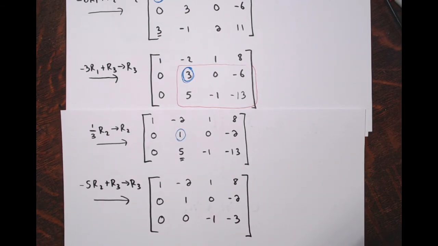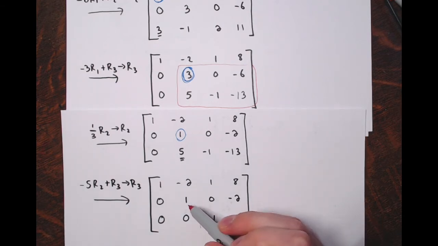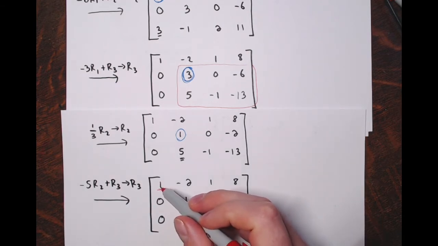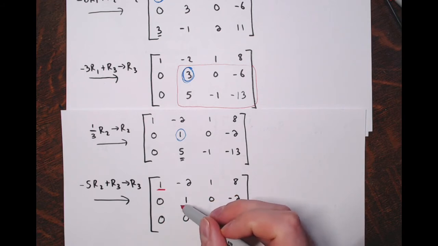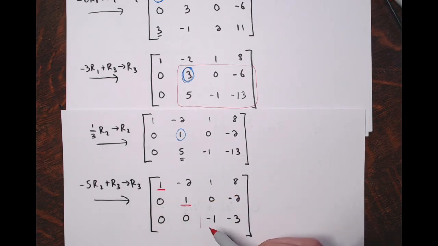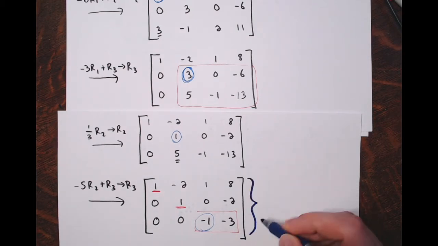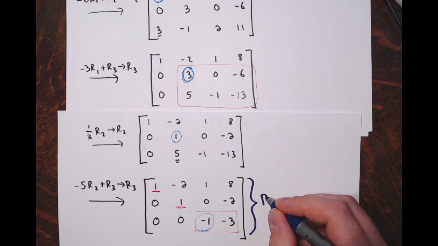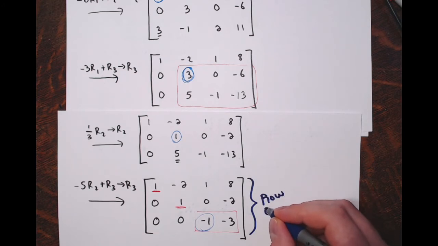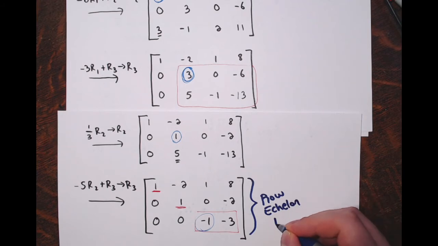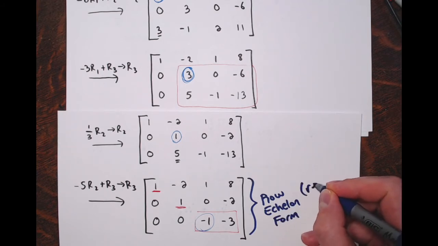And then finally the last pivot, right? This pivot, this leading entry has all zeros below it. And now I'm looking at this submatrix. So the last pivot is this -1, and I'm done because there's nothing below it. So I have finished my elimination, my forward elimination. This is in row echelon form, or just echelon form, or on the calculator REF.